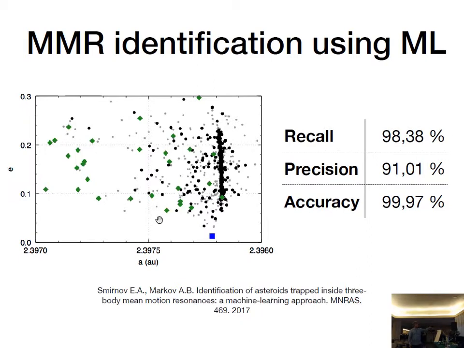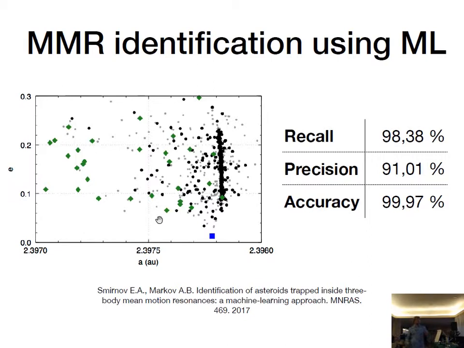So as you can see, it looks really good. I mean, maybe it is not very good looking, but let's go to the numbers. There are three important metrics in machine learning. The first one is called recall. Recall means how many true cases we have left, in this case, how many resonant asteroids we have missed. So 100% recall means that we have not missed any resonant asteroid. 0 means that we have missed all of them. So as you can see, 98% of resonant asteroids have been found.